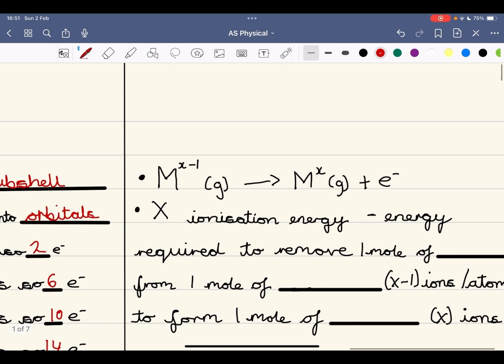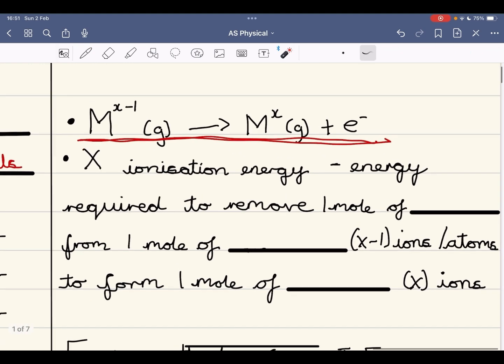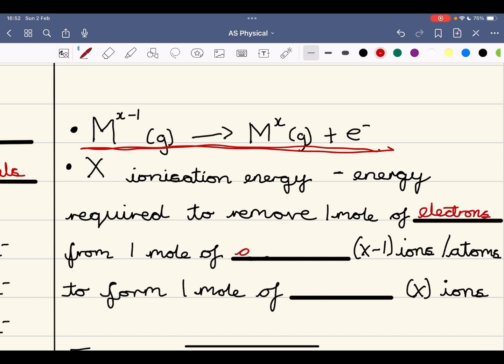Next we've got the ionization energies. So the way I think of the definition is I like to write down the equation first. So the general equation for ionization energy looks like this. For the actual definition, I like to write down the equation to then work out the definition. So the Xth ionization energy is the energy required to remove 1 mole of electrons from 1 mole of gaseous X-1 ions / atoms to form 1 mole of gaseous ions. Okay, and these ions have an X charge.